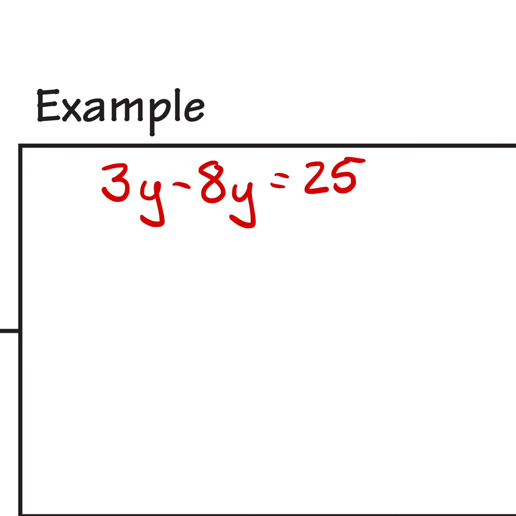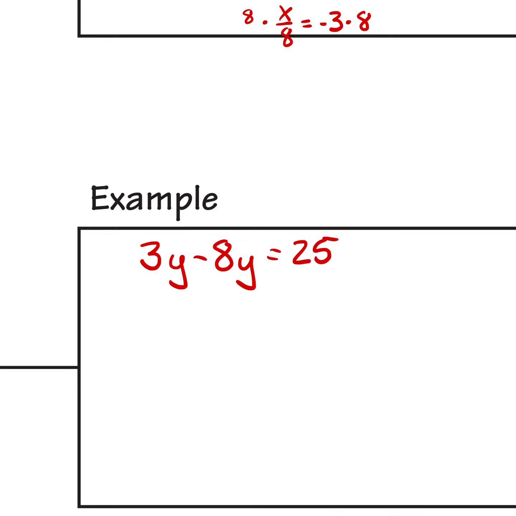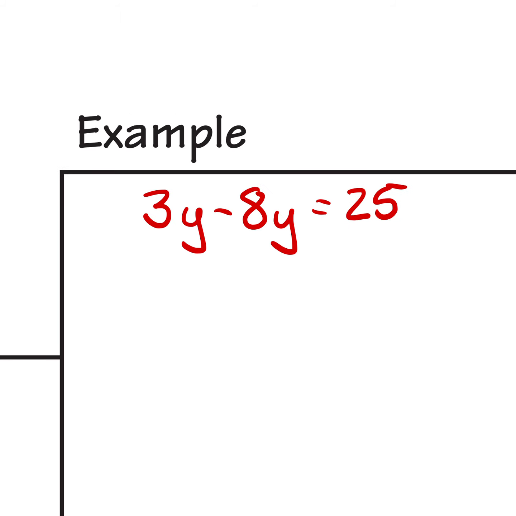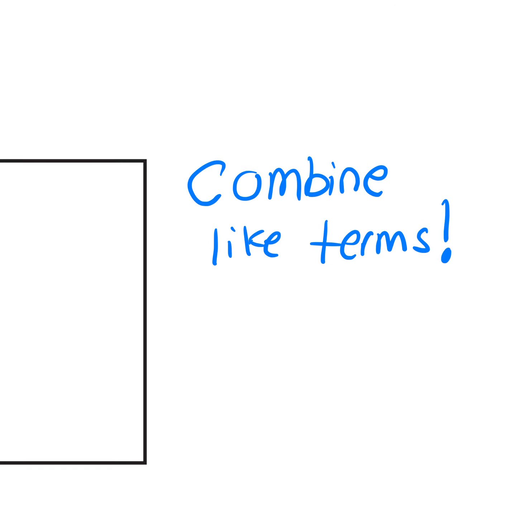Write this one down. 3y minus 8y equals 25. What do you notice about this equation that's different than the ones we've done before? Well, what most kids see is that there's two variables. Luckily, they're the same variable, which means we can add them. They're like terms, right? So over here off to the side, I want you to write combine like terms.